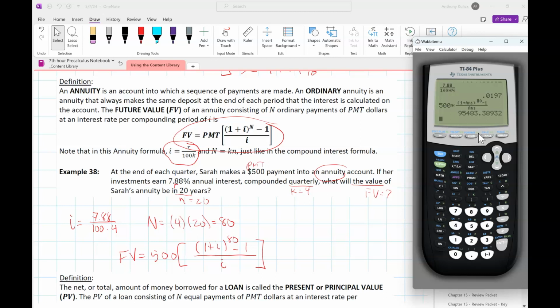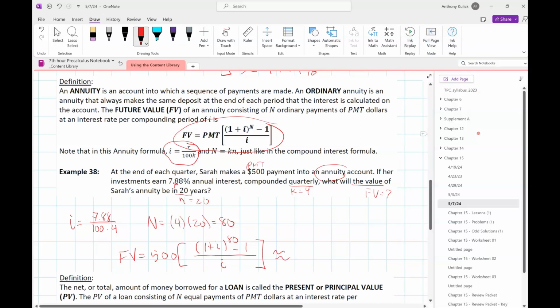So it looks like we have $95,483.39. Why did I round to 2 decimal places? Because it's money, right? We write monies in dollars and cents. That's why I round to 2 decimal places.